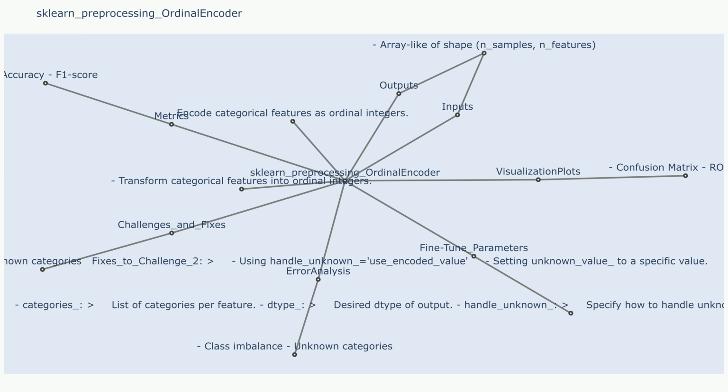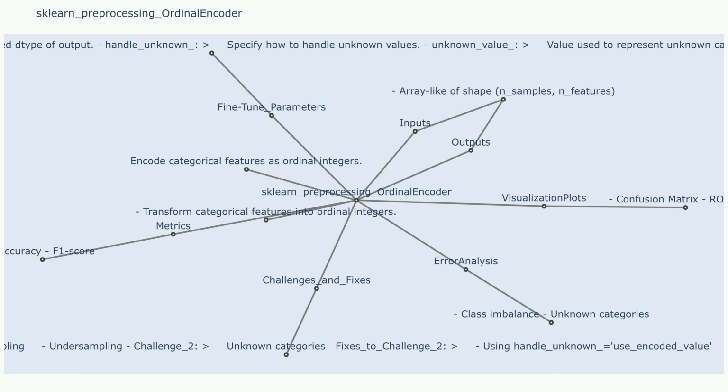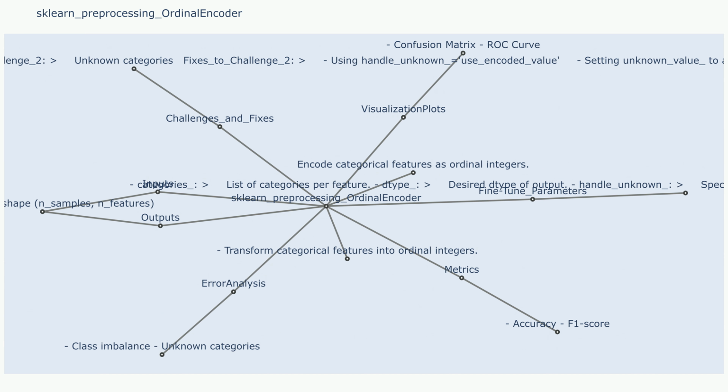Challenge 2: the encoder cannot handle unknown categories during transformation if handle unknown is set to error. Sample use case: if a new category green is encountered during transformation, the encoder will raise an error. Fixes. Set handle unknown to use encoded value to allow the encoder to handle unknown categories. Ensure that the data used for transformation contains only categories encountered during fitting.